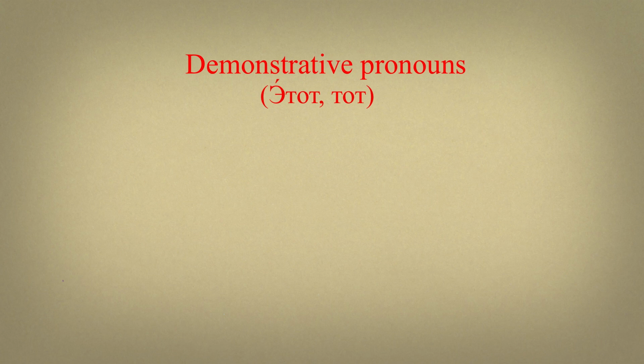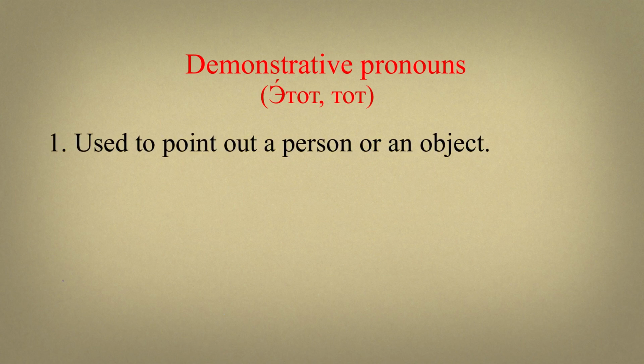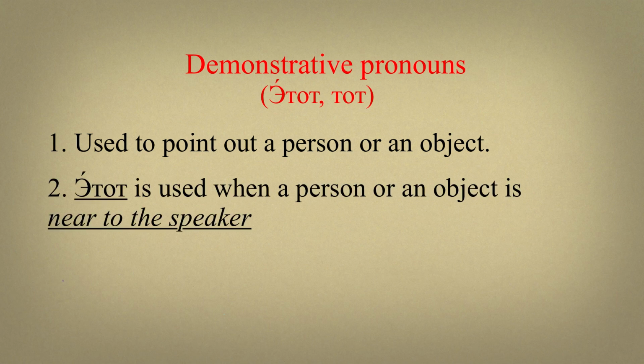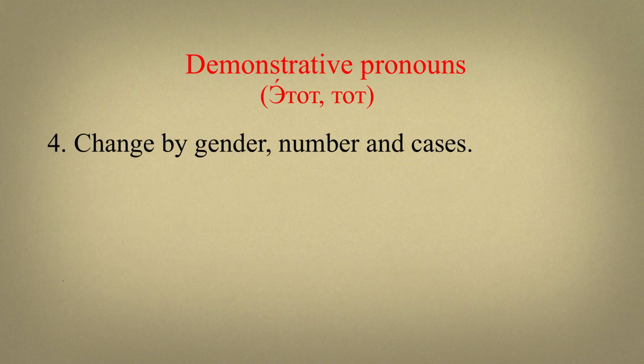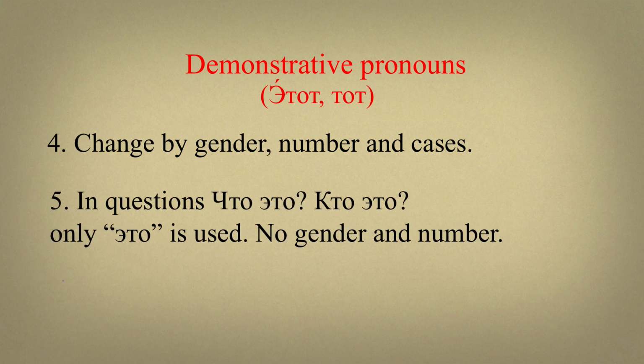Demonstrative pronouns ЭТОТ and ТОТ are used to point out a person or an object. ЭТОТ is used when a person or an object is near to the speaker. ТОТ is used when a person or an object is more distant from the speaker and to describe an object which is removed in space or time from the speaker. Demonstrative pronouns change by gender, number, and cases. But in sentences like что это, кто это, only the pronoun это is used and doesn't change by gender and number.